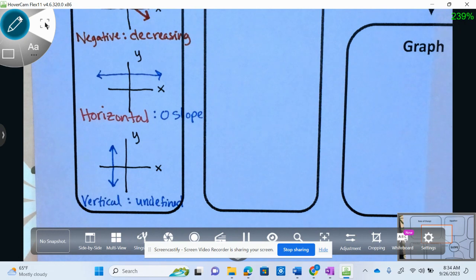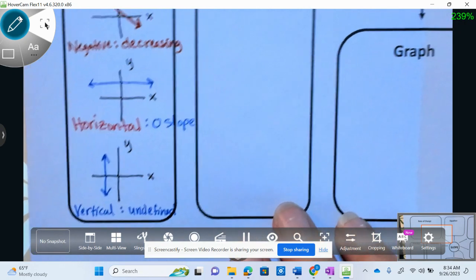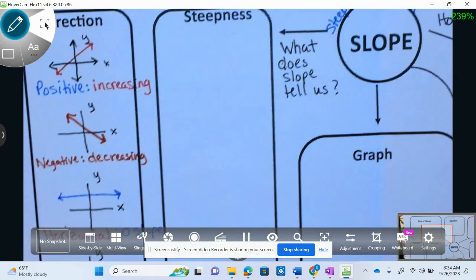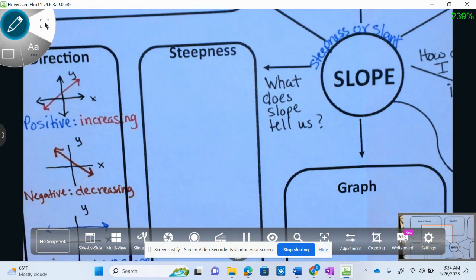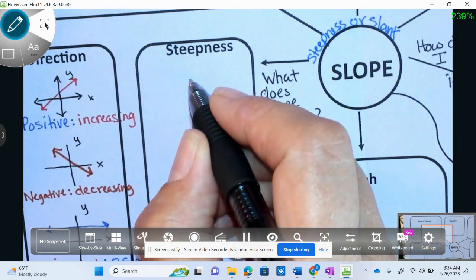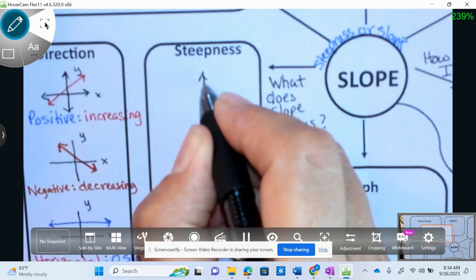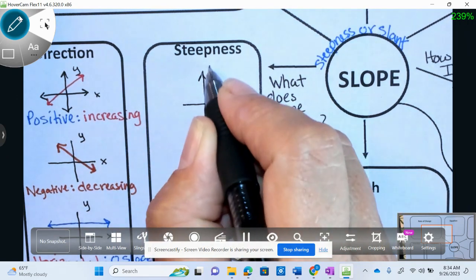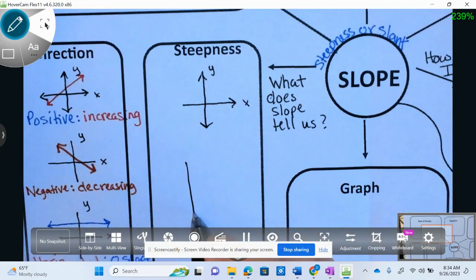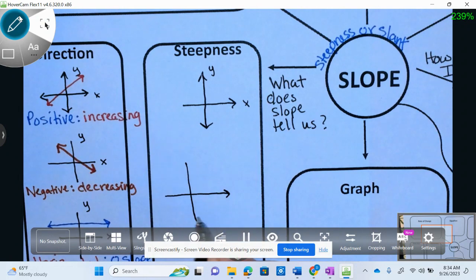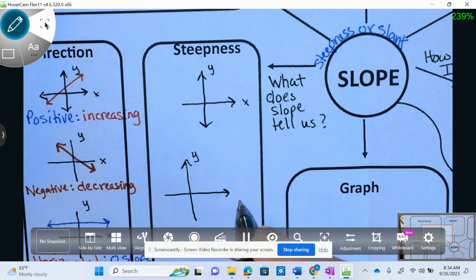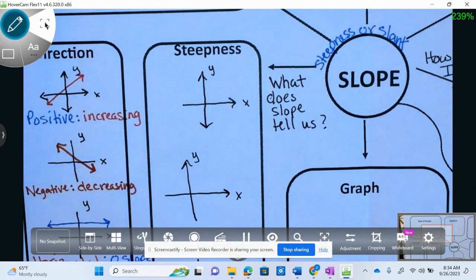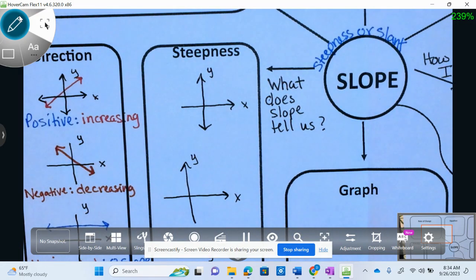Okay, let's go to steepness. Let's talk about steepness. So I'm just going to draw 3 XY coordinates here. 1, 2, and 3. Because I want to put a little bit more words in there.